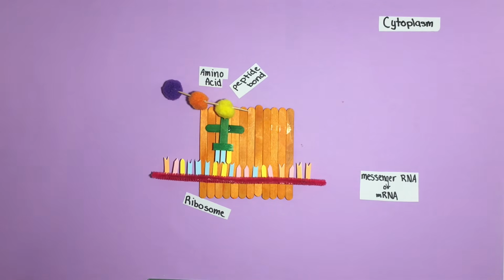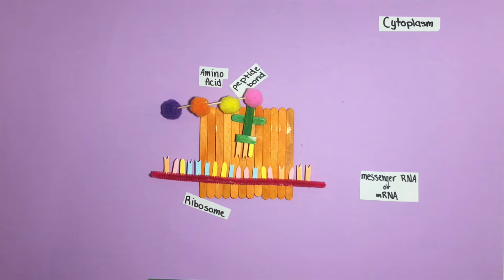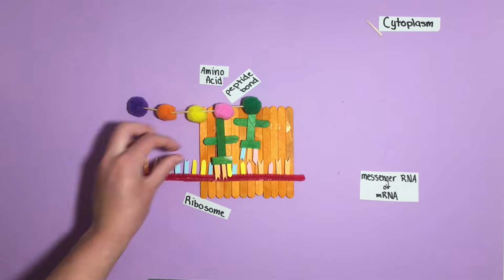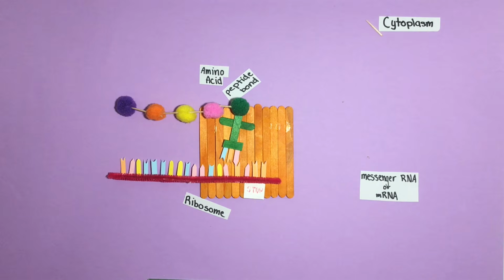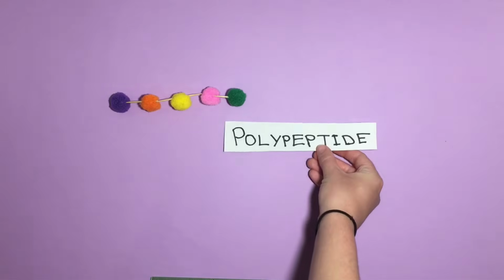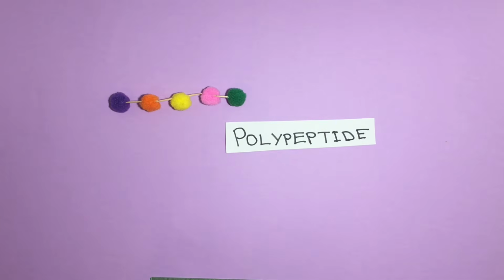As more tRNA anticodons match with the mRNA codons, the amino acid chain becomes longer. This will continue until a stop codon is reached, a codon that does not code for an amino acid. Once the stop codon is read, the amino acid chain detaches and the polypeptide is formed.